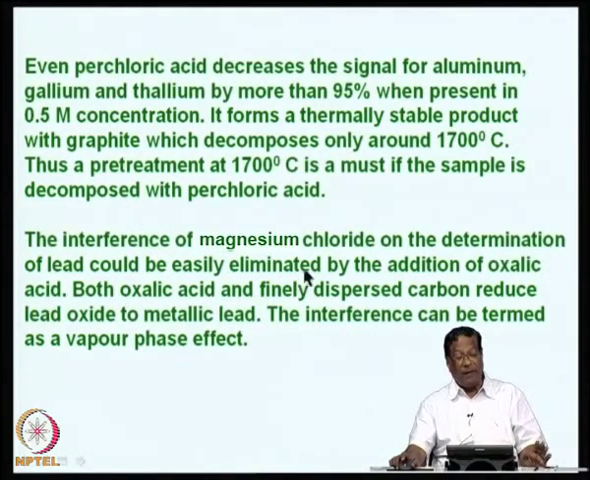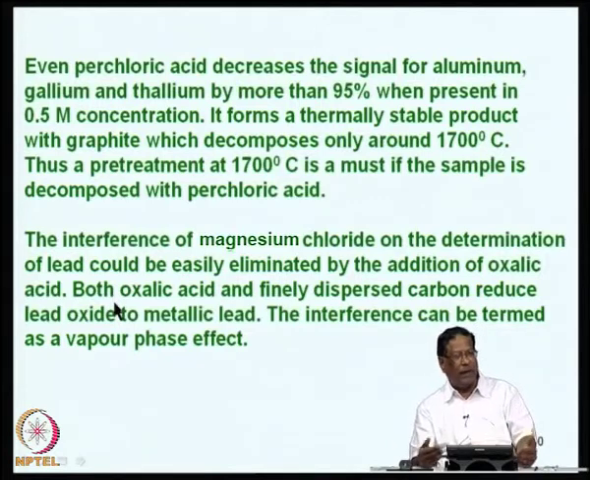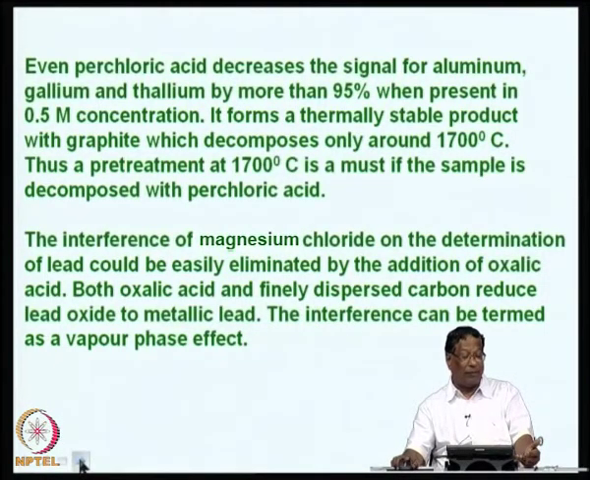So, the interference of magnesium chloride on the determination of lead can be easily eliminated by the addition of oxalic acid. These are all small little tricks. If you go through the literature, you will know that, oh, I am not getting a signal. So, look up the literature, then they will say, yes, magnesium chloride can interfere in the determination of lead. So, what to do? Oxalic acid they have tried, and finally, dispersed carbon also reduces lead oxide to metallic lead, and once metallic lead is formed, there is no problem. The interference can be termed as a vapor phase interference.